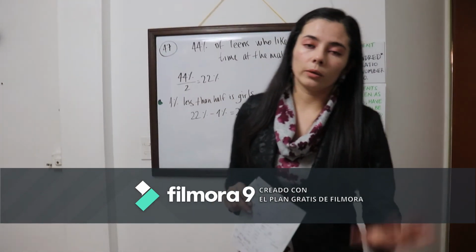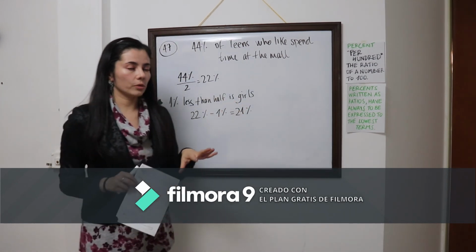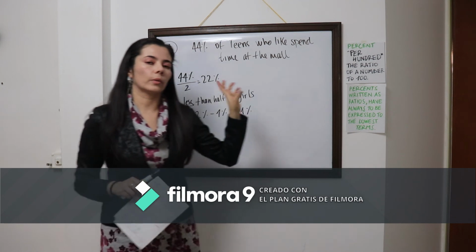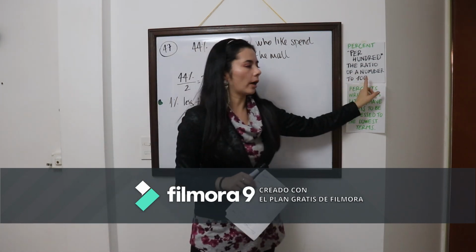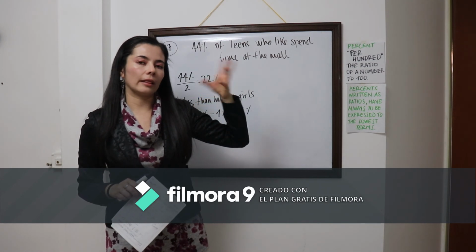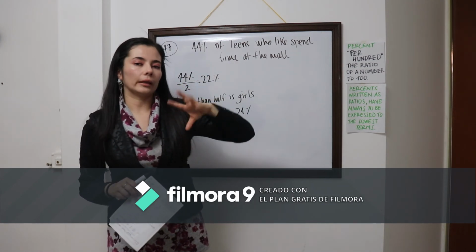It's all about writing down the ratios. Remember, every time we say out of, that means we're comparing a number to 100. And we need to write it down as a ratio or as a fraction. And that would allow us to get the percents, okay?